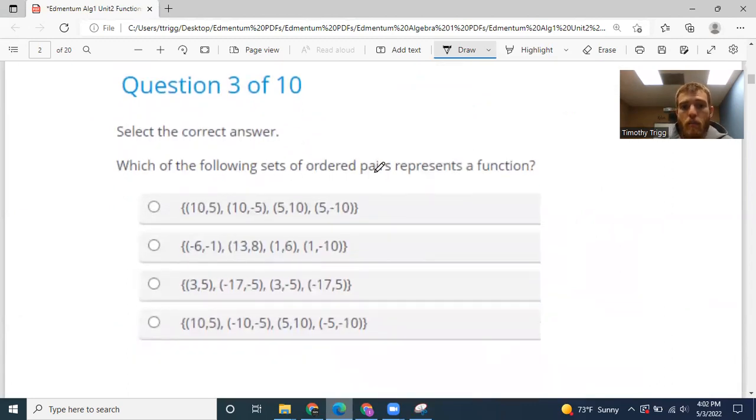Which of the following sets of ordered pairs represents a function? Again, you should see the x coordinate not repeating. If you see a repeated x coordinate, then it's not a function. For example, notice this first list, 10 is repeating. You see a 10 here and also a 10 here. So this is not a function. Also, you can see the 5 repeats as well. So that's not good either.